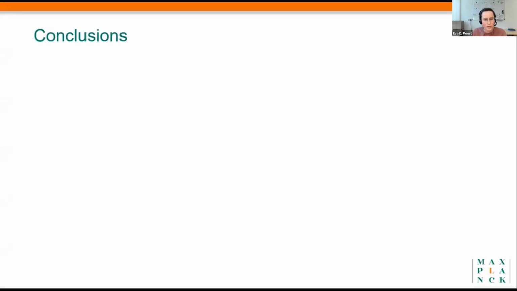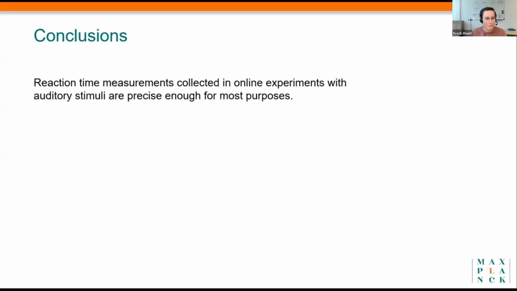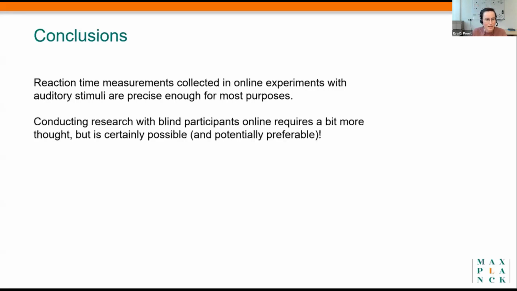So what do I want you to take away from my talk today? The first is that reaction time measurements collected in online experiments with auditory stimuli are precise enough for most purposes, at least if you use a within participant design. And the second is that conducting research with blind participants online requires a bit more thought, but it is certainly possible and may also be preferable if your participants find it difficult to travel to the lab. And as I've said before, it allows you to recruit much more widely and reach a much larger sample size than you might otherwise be able to.